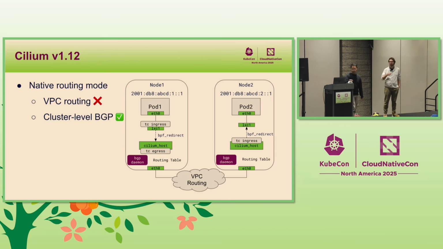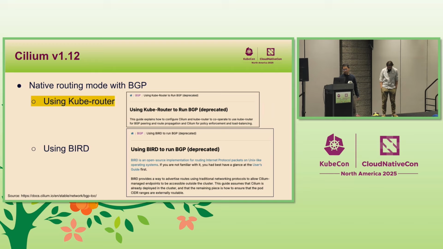The option that worked for us was cluster level BGP. So in order to make each node aware of the port headers or the port routings, we can install a BGP daemon that advertises ports across the nodes. In Cilium documentation, there's a good guide to do this using kube-router as well as BIRD to set up Cilium native routing with BGP. As a side note, these guides are now deprecated in favor of the Cilium built-in BGP control plane. At that time, we tried out kube-router.